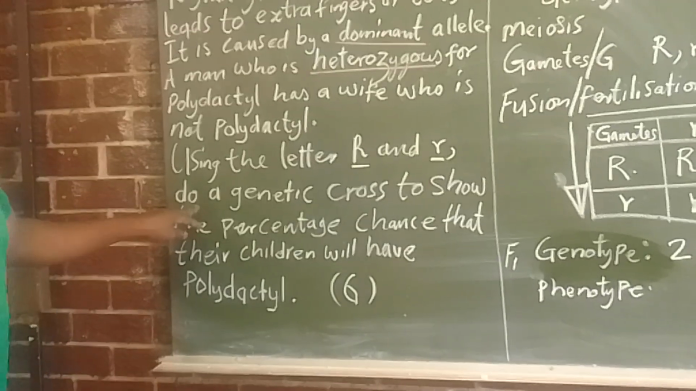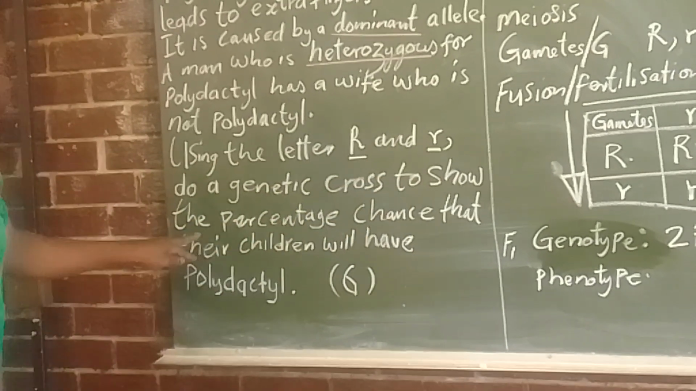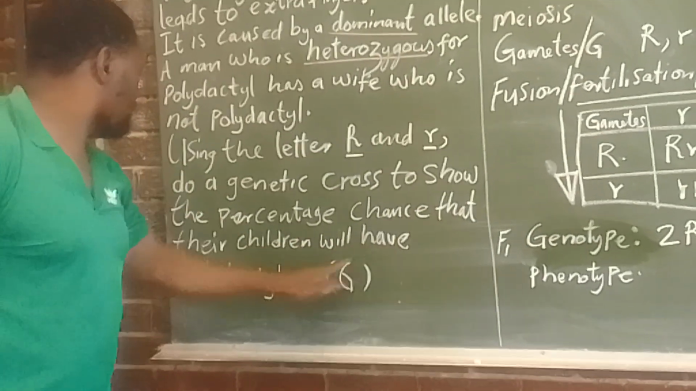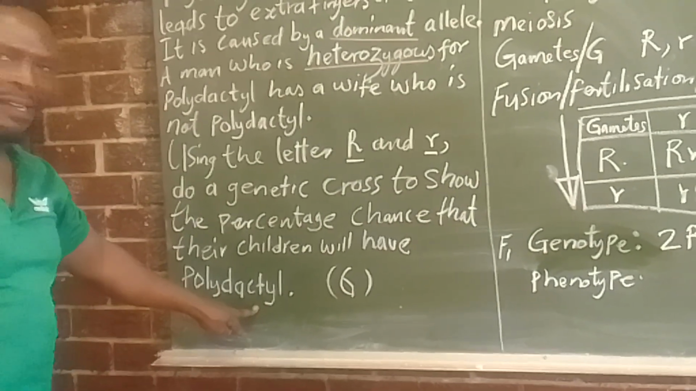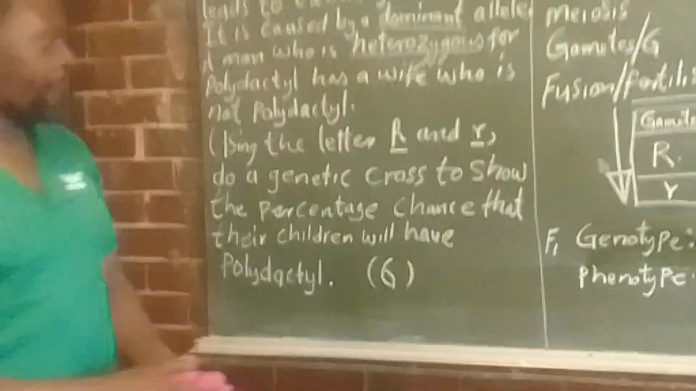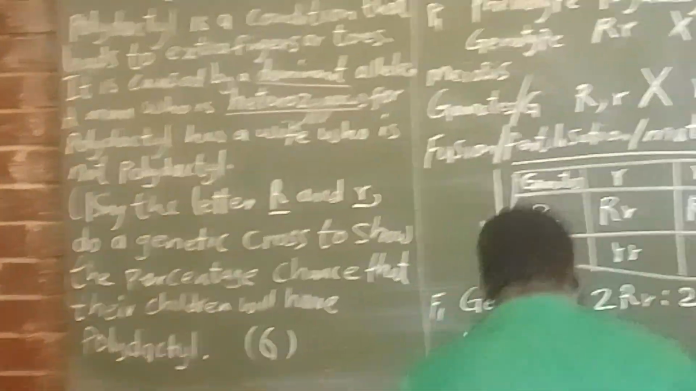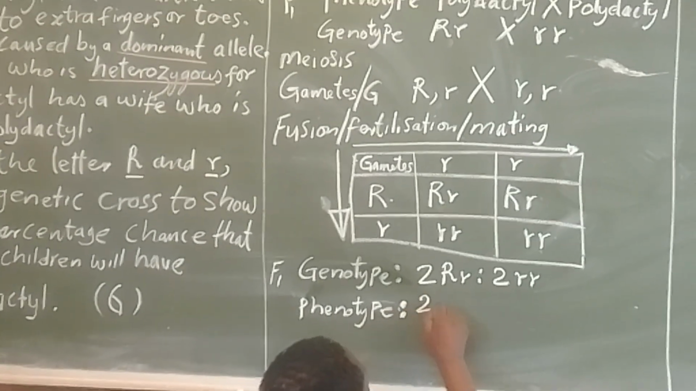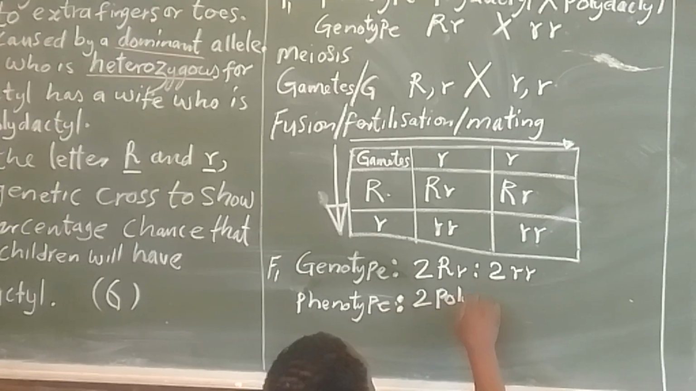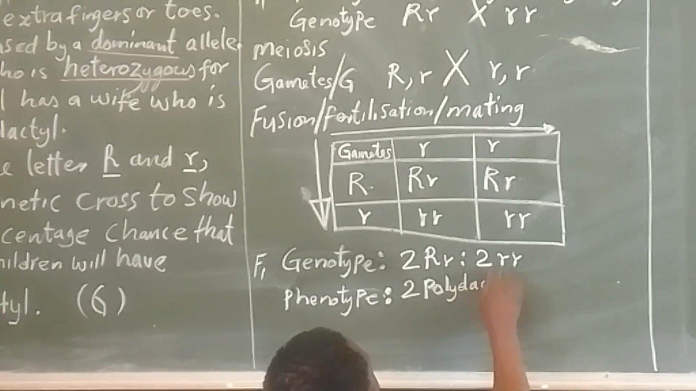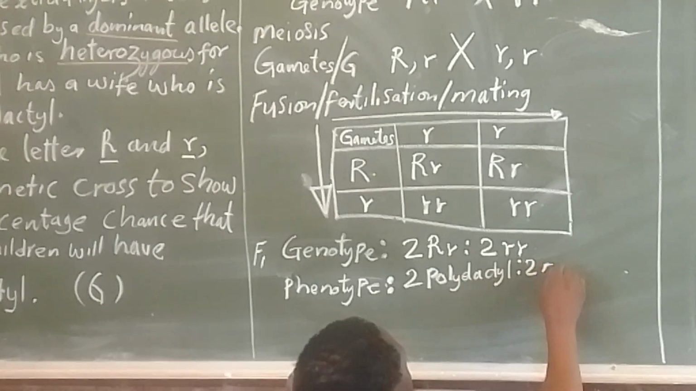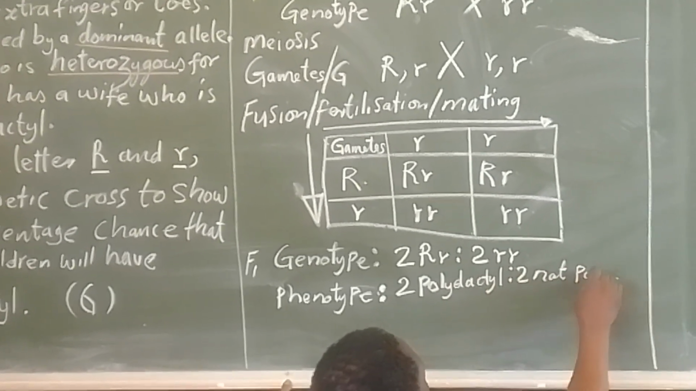Here they say use the letter R and r. Do a genetic cross to show the percentage chance that their children will have polydactyly. Now, this is a phenotype. Phenotype means what? Appearance, physical appearance. So you are going to have 2 polydactyly and 2 not polydactyly.